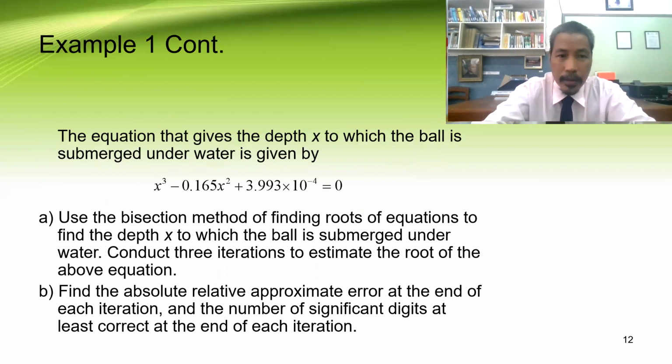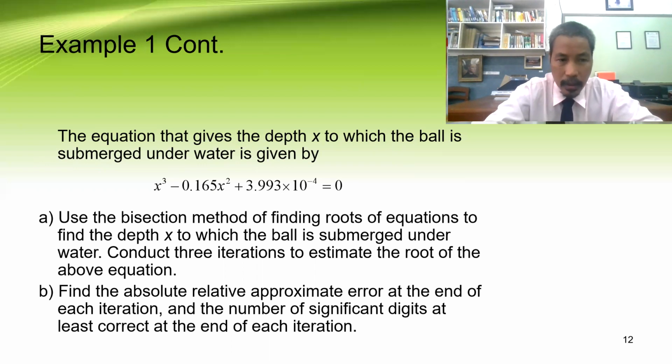analyze the problem. The equation that gives the depth x to which the ball is submerged underwater is given by this equation. Using our mathematics and physics combined, we have this equation. It is x cubed minus 0.165 x squared plus 3.993 times 10 to the negative 4 is equal to 0. We already know the meaning of x. That is a variable which is the depth wherein the ball is submerged while floating in the water.